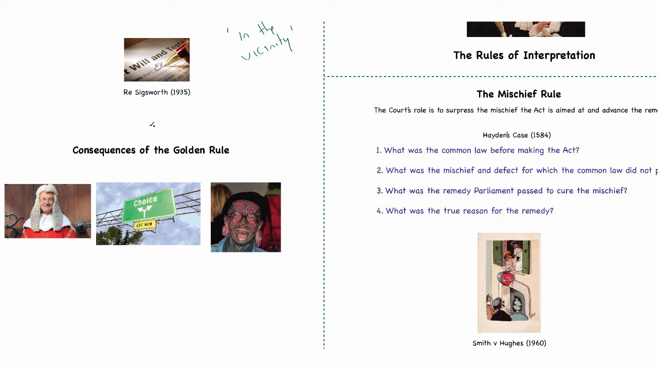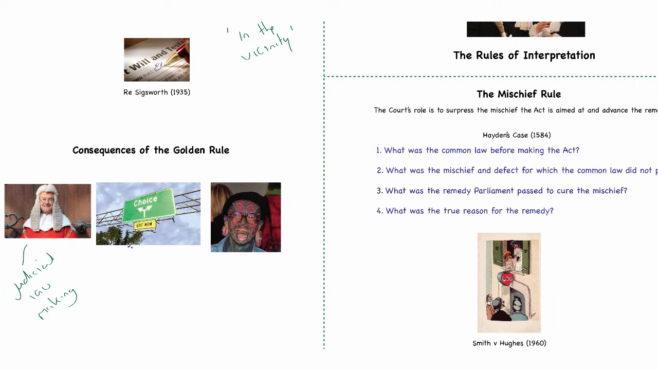The consequence of using the golden rule, though, because it seems relatively sensible on the face of it, is that it leads to what we call judicial lawmaking. In all three of these cases above, you've seen the judge making a decision that changes the law. Now, if you're an absolute purist in terms of democracy and the separation of powers, you know that the only person that should be allowed to change the law is Parliament. The golden rule starts to allow the judiciary into the process of lawmaking.